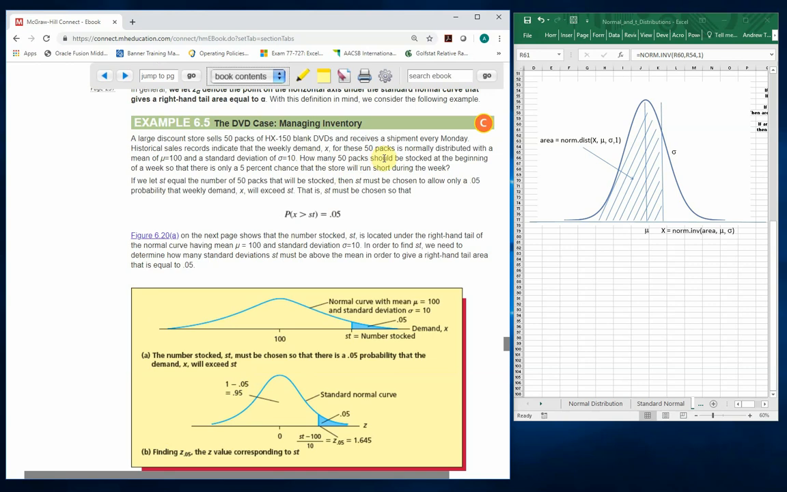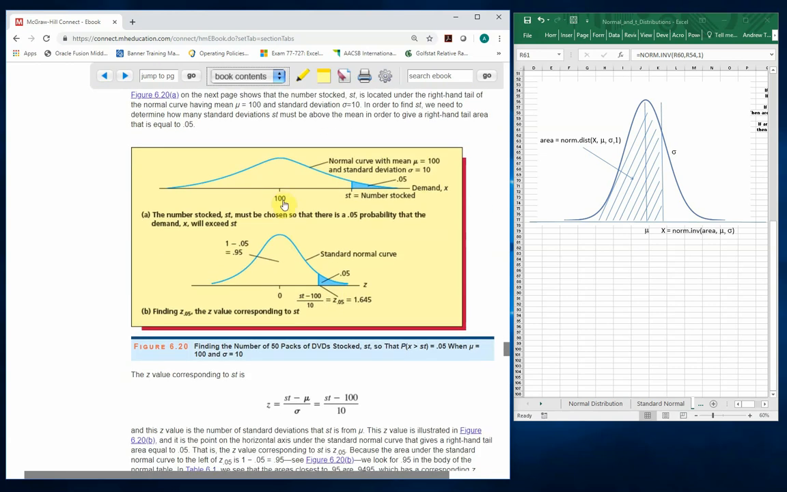It's asking how many of the product should be stocked so that there's only a 5% chance that the stock will run out. So they're not asking for a probability. They're asking for how many of these products should be stocked. So what they're asking is, what is this stocking level so that the number that are sold only happens 5% of the time? If you look at this normal distribution, we have something that's centered at 100, and they want to know what is the number stocked, this value on this horizontal axis, so that the area to the right is 5%.